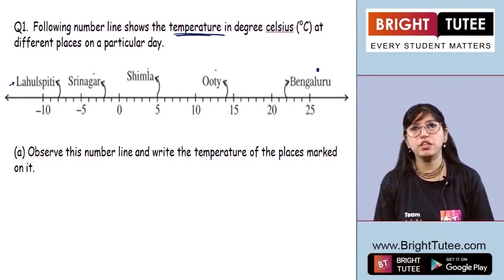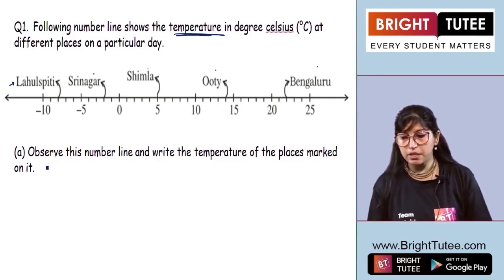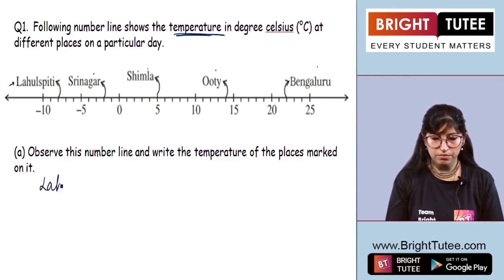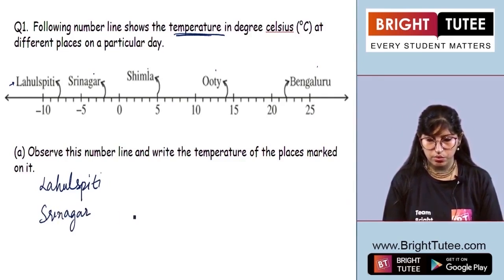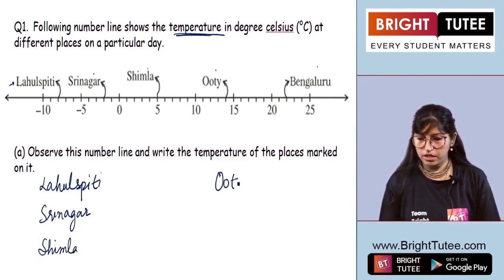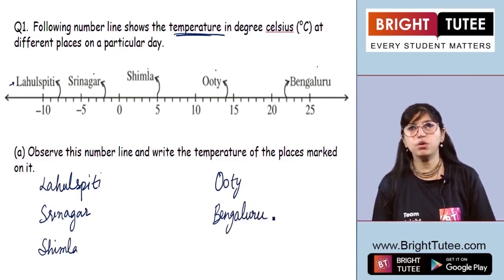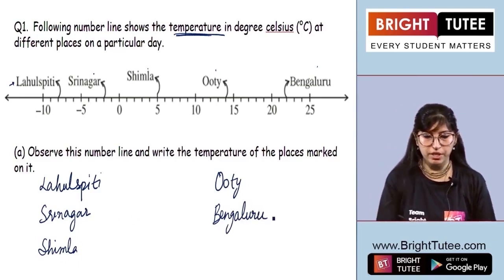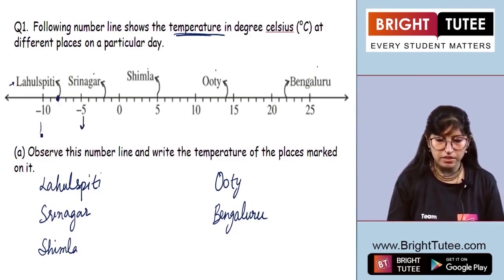So the first part of that question is we need to observe this number line and write the temperature of the places marked on it. So let's write it down. We have Lahul Spiti, Srinagar, Shimla, Ooty, and last but not the least Bengaluru. Now we'll start with Lahul Spiti. We can see it's somewhere over here. Now we know that it's -5 and this is -10.